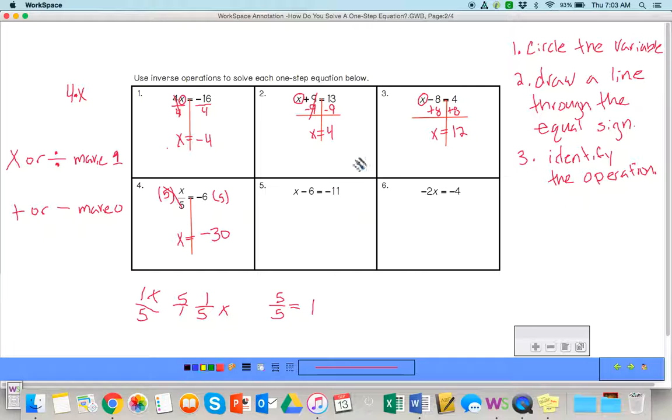All right, next problem. Okay, so we are subtracting 6 in this problem. So to undo subtraction, we need to add. And we get x equals negative 5.